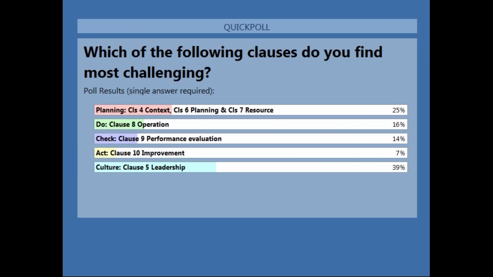So the results are, which of the following clauses do you find the most challenging? 25% of you said the planning aspect, clause 4, context, clause 6, planning, and clause 7, resource. 16% of you said do, and that is clause 8, which is the operation side of things. 14% of you said check, which is clause 9, and that's performance evaluation. 7% of you said the act, which is clause 10, and that's improvement. And 39%, which is the largest percentage by far, say that it's culture. It's clause 5, which is leadership.